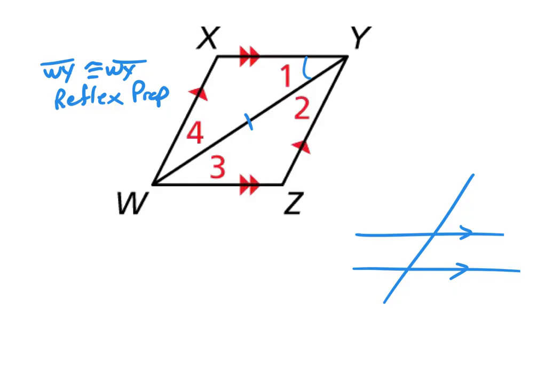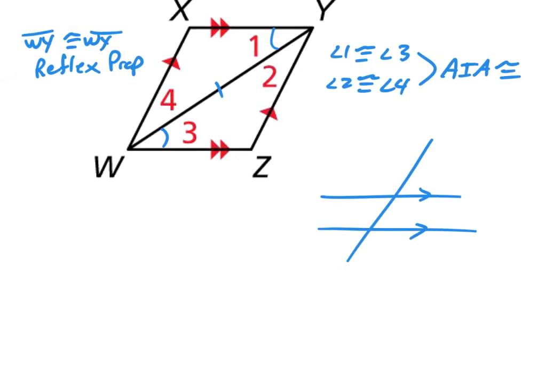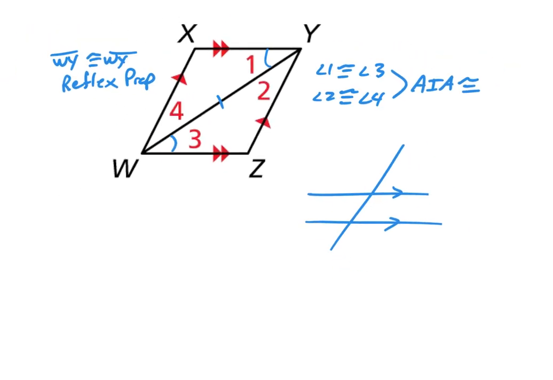Alternate interior angles, good. Angle 1 is congruent to angle 3. And what other 2 angles would be congruent? 2 and 4. And we would say, because these are alternate interior angles. Okay, and as I look at the picture then, 2 and 4 are congruent. Okay, I now have 3 pieces here.